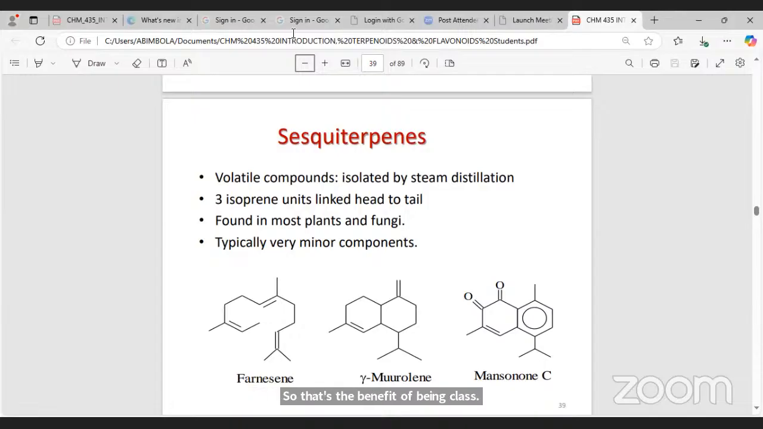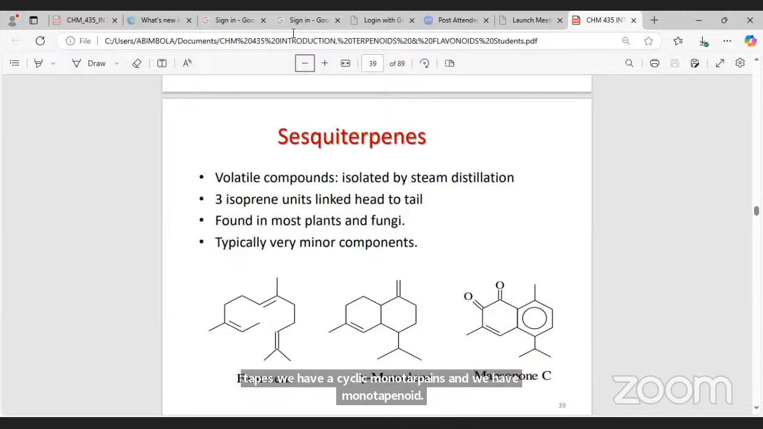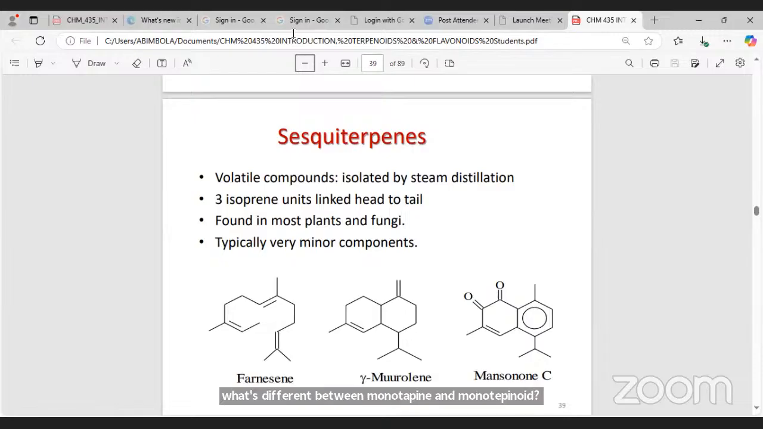Now we're talking about monoterpenes. We have acyclic monoterpenes, and we have monoterpenoid. What's the difference between monoterpene and monoterpenoid? The oxygen. Yes. So whenever we're talking about terpenoid, we're talking about the presence of oxygen.